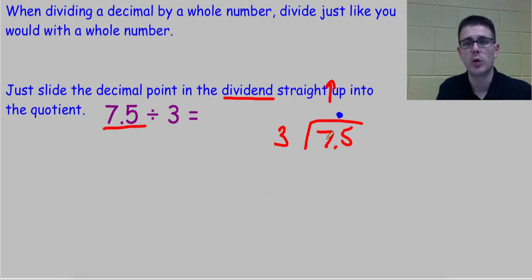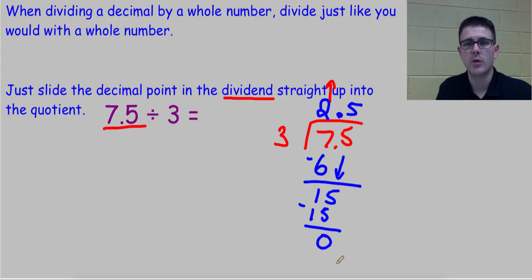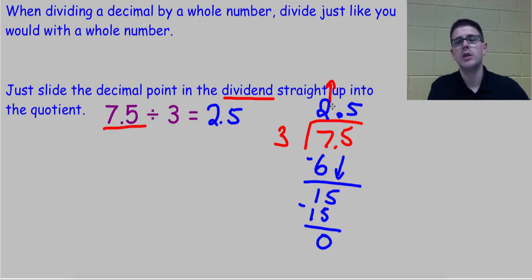Ask yourself, how many times does 3 go into 7? Well, it goes in 2 times. 2 times 3 is 6. Subtract, I get 1, and I bring down my 5. 3 goes into 15 5 times, and 5 times 3 is 15. Subtract, we're left with 0. There's no more digits to bring down, so we are done. 7.5 divided by 3 is just 2.5. So we followed the same steps we normally would have. The only thing that changed is we just happen to have a decimal in there.